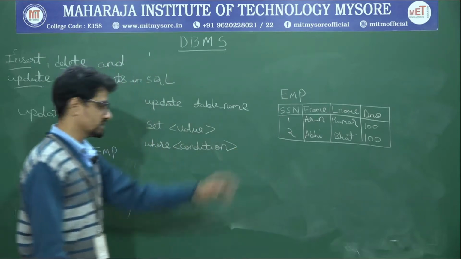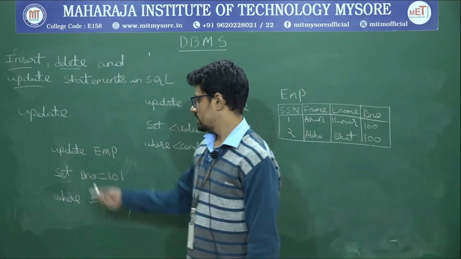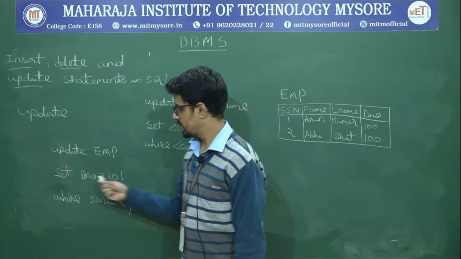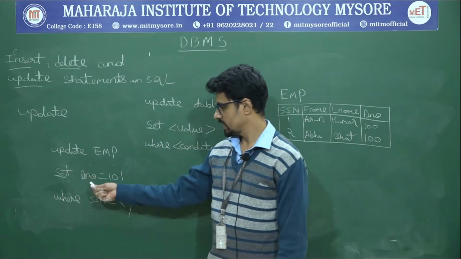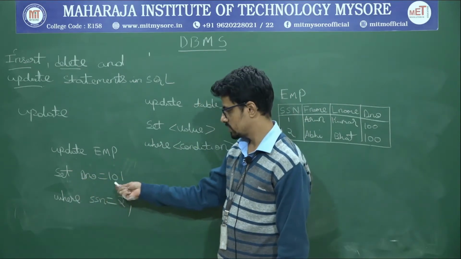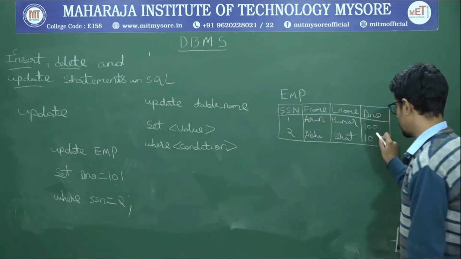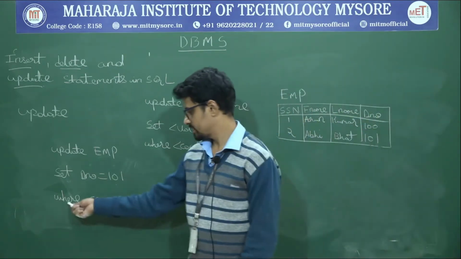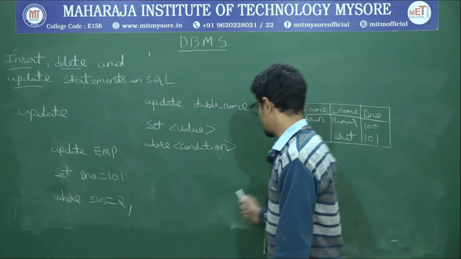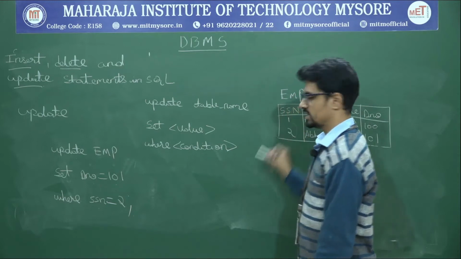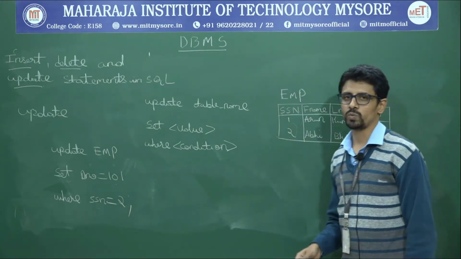If that is the condition I specified now, the syntax for it is update employee, the table name, set department number equal to the new number, you want to change this 100 to 101, where SSN equals 2. So where SSN equal to 2? In the second row the SSN is 2. So this particular row has to be updated to 101.